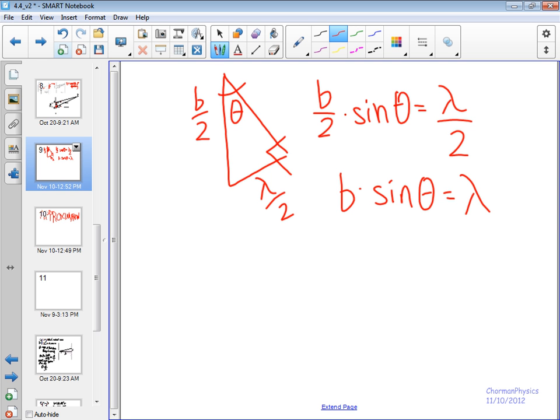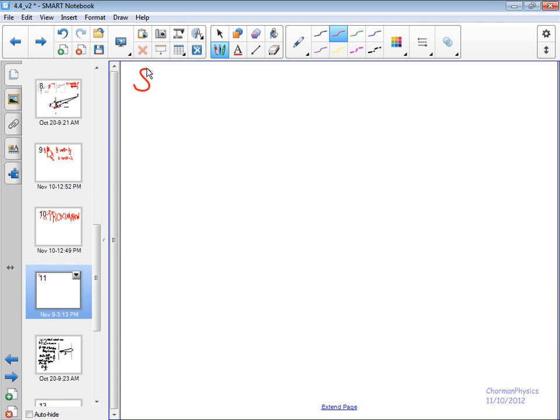It turns out that theta is a really small angle, because we're going to say that the distance from the screen to the barrier is quite large. If that's the case, we have our small angle approximation. And hopefully you remember this from trigonometry.